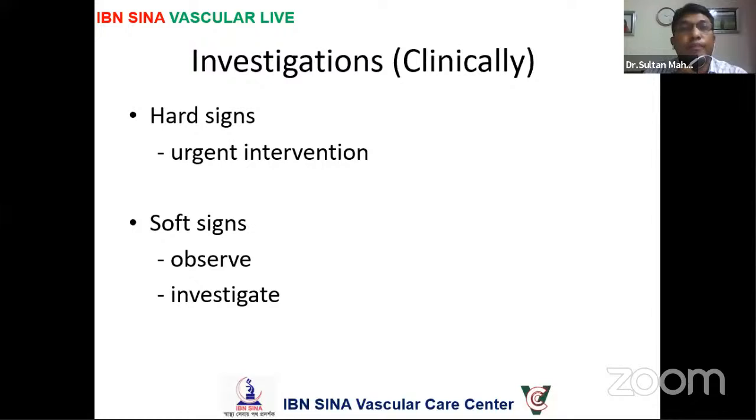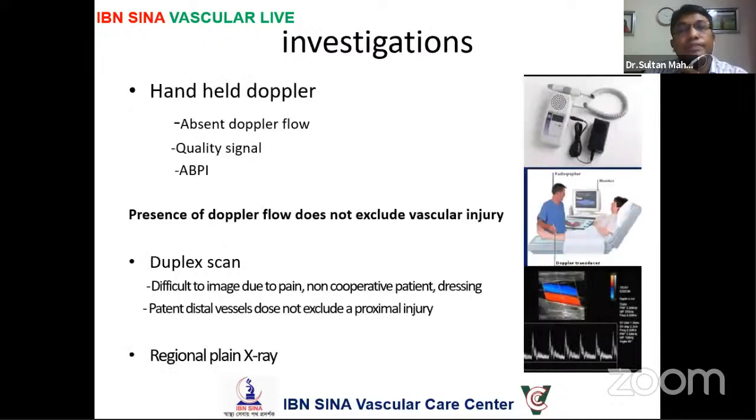Investigations, clinically. Hard signs, we need urgent intervention, and soft signs, observe and investigate. What are the investigation tools? Mainly handheld Doppler: absent Doppler flow, quality of signals, or ABPI we can see. Presence of Doppler flow does not exclude vascular injury.